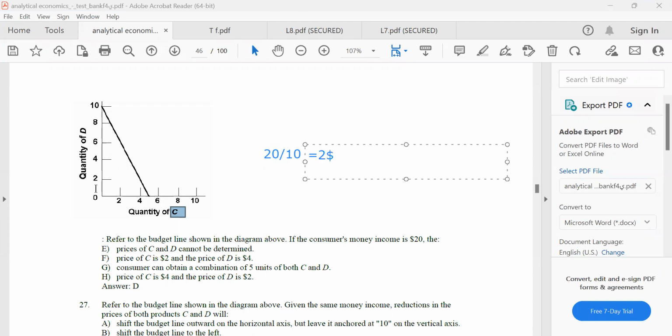نيجي نحسب ال price of product C. price of product C لما أنا كان دخلي 20، أقصى كمية يمكن إن أنا أجيبها من C هي عبارة عن 20 over 5. شوف هنا الخط بينترسكت الإكس أكسس عند نقطة الخمسة، هي المسافة المتوسطة بين 4 و6. 20 over 5 equal $4. يبقى بالنسبة لي true answer is when the price of C is $4 and price of D is $2.